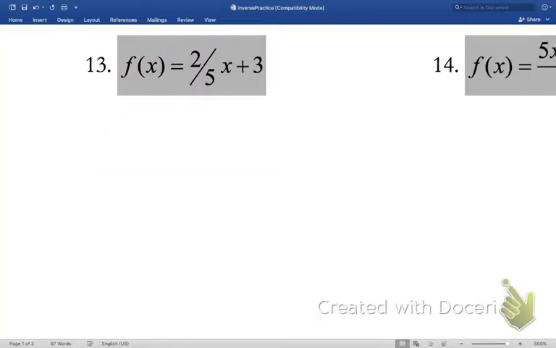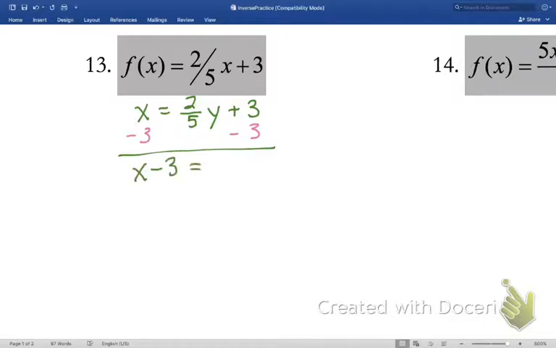Number 13. First step, switch x and y. So I have x equals 2/5 y plus 3. Okay, need to get rid of the 3. Remember, we're solving for y. So I have x minus 3 equals 2/5 y. Now this is where most people start to panic. Remember, to get rid of a fraction, you multiply by the reciprocal. The reciprocal means you just flip it upside down.